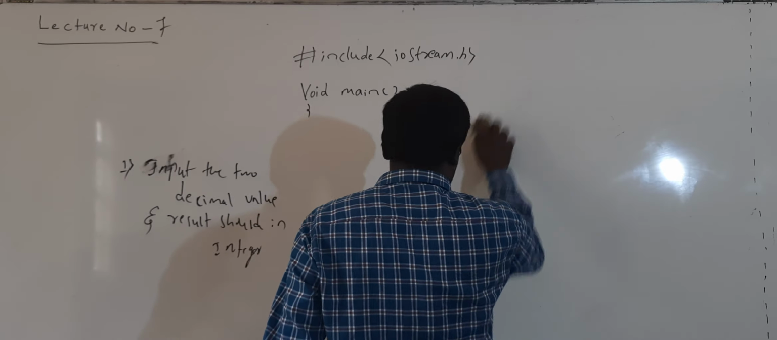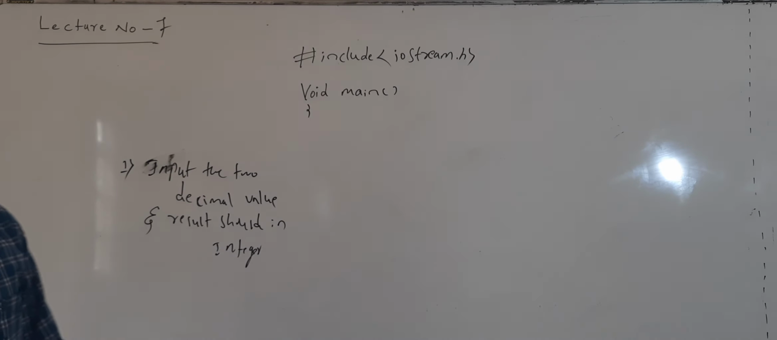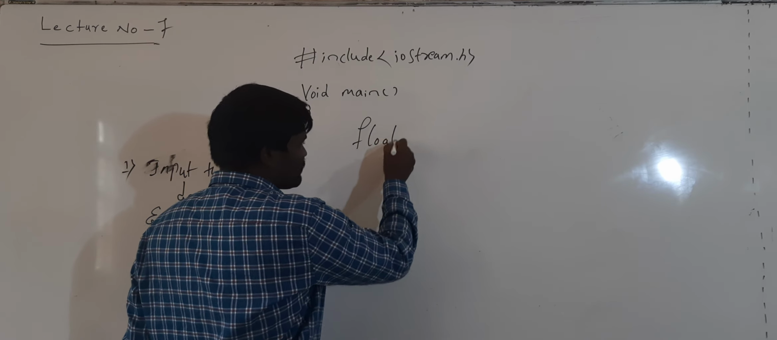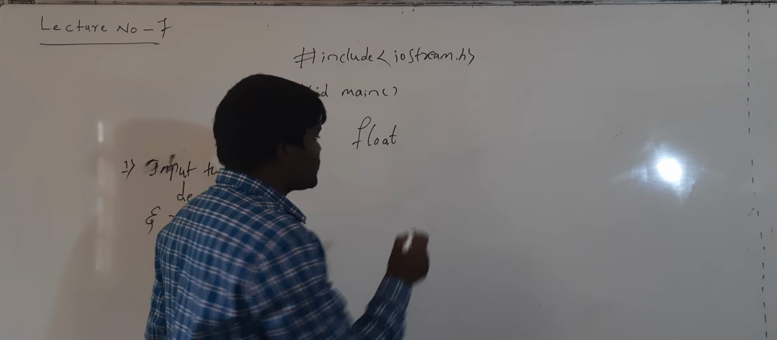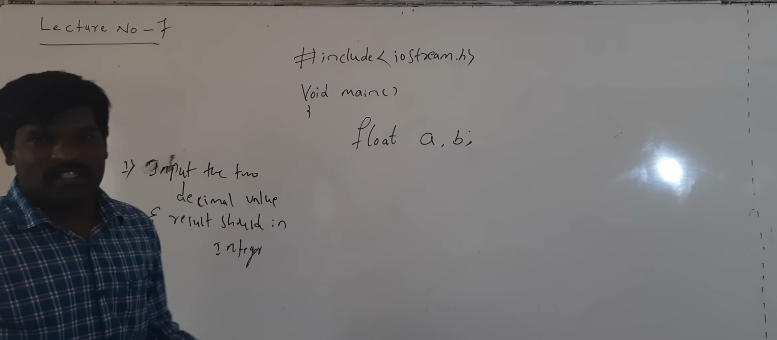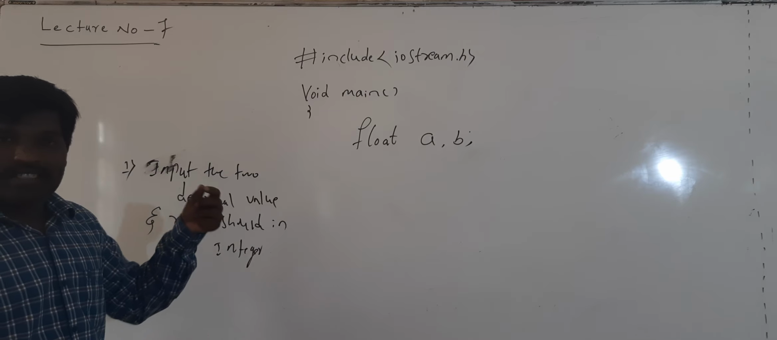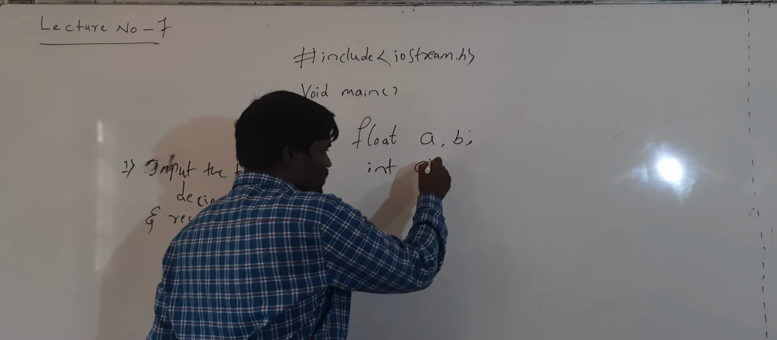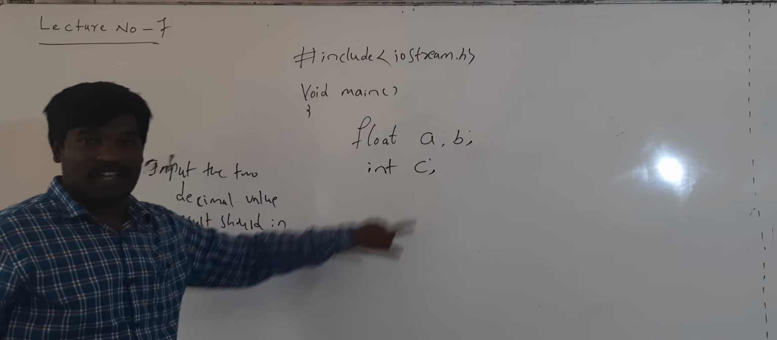Here you can declare two variables of float type. If you want to give the input value as a decimal, you can use the float data type: float a, b. But the storage variable, where the result is in terms of integer, that's why I can declare int c.